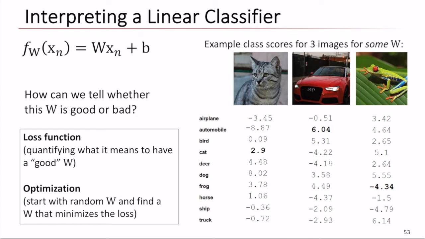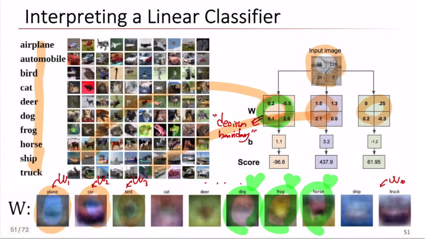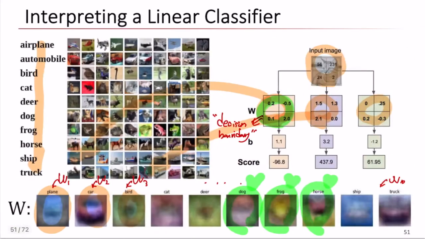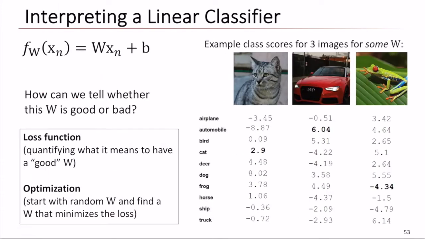But we want to make a more complex mapping function, larger than a simple linear classifier. Then we need a more general way to train such a complex model, like a neural network. So from now on, let's talk about how to do this.